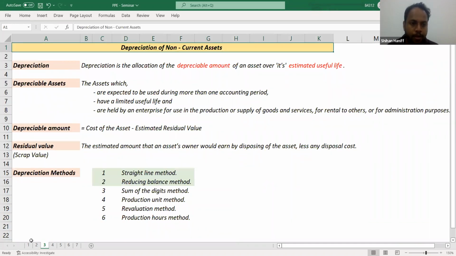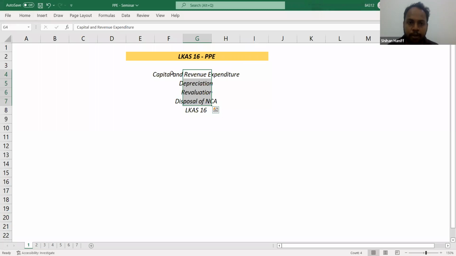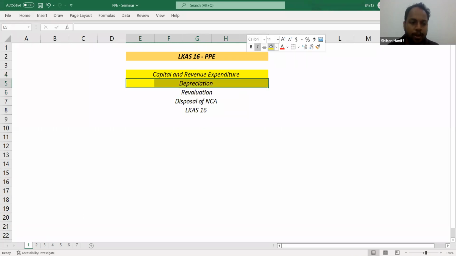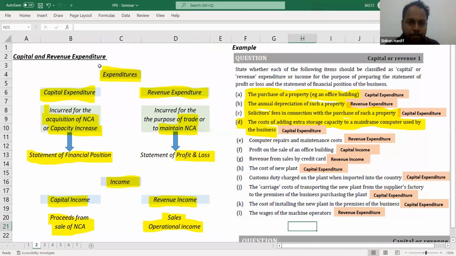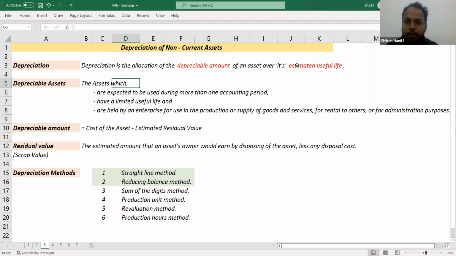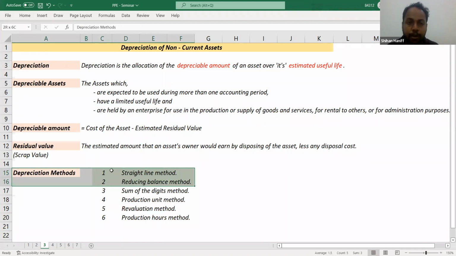Depreciation. Now, this is how I am doing. First, we understand capital and revenue expenditure. Then the second part is depreciation. So let's learn depreciation. Depreciation means allocation of depreciable amount over the useful life. Depreciable assets, depreciation amount. We will be using the first two methods in our exam. Straight line method and reducing balance method.